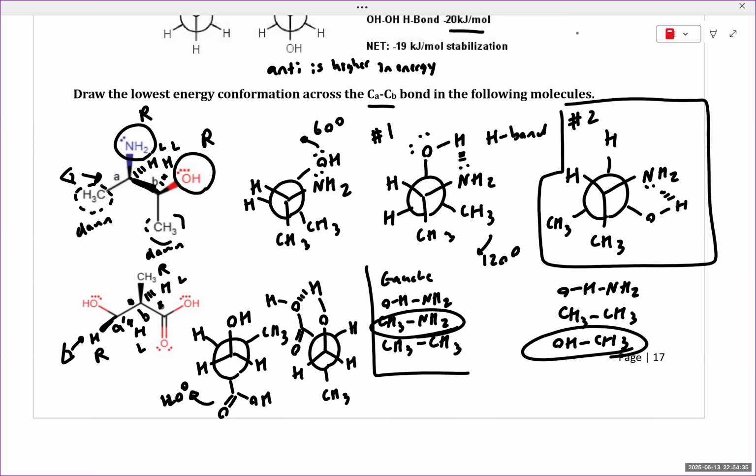So with that, we've drawn out the lowest energy conformation. Again, anytime you have a hydrogen bonding substituent, you want to place the two hydrogen bonding substituents gauche to one another, as hydrogen bonding is so incredibly stabilizing that in the majority of the cases, it overcomes the destabilizing gauche interactions.